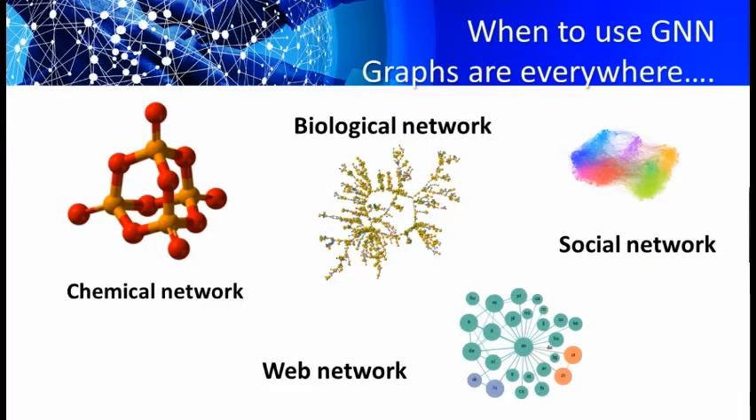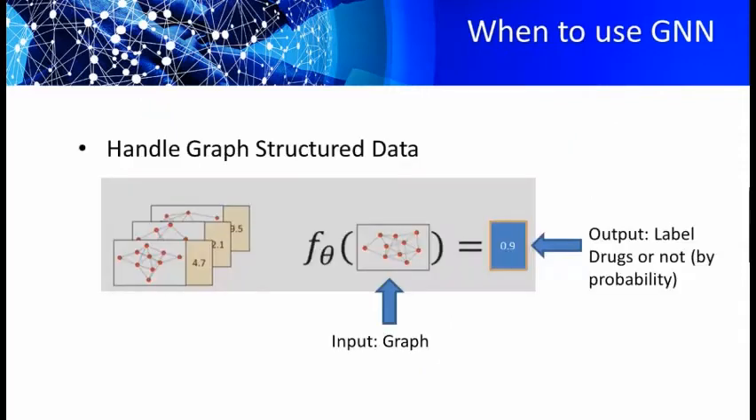When we use graph neural networks, we can find them everywhere. So for example, chemical networks, biological networks, social networks, web networks. You can see graphs everywhere, like a Facebook network, like molecules and atoms, like that. This is the basic concept of the graph neural network.